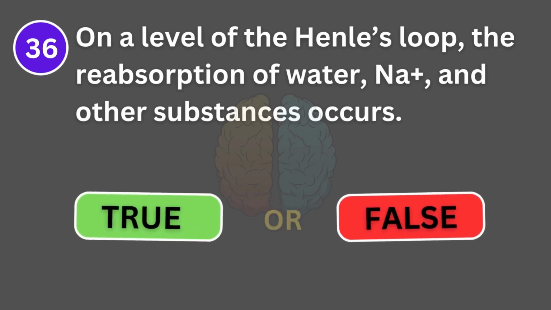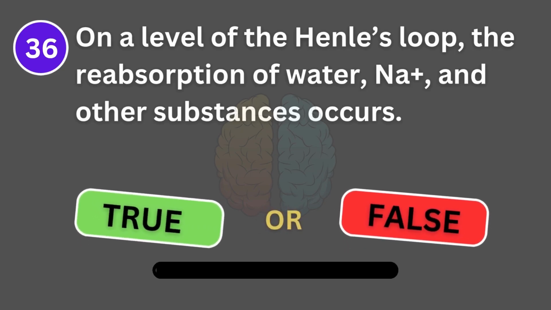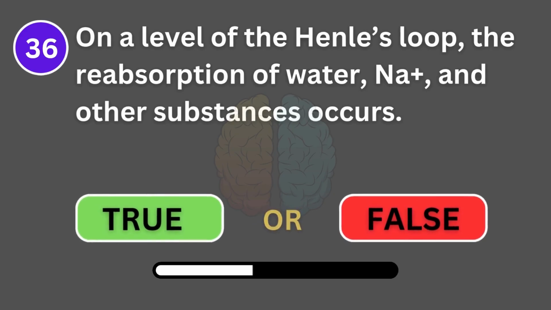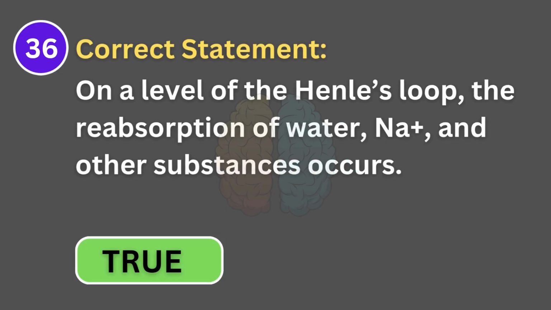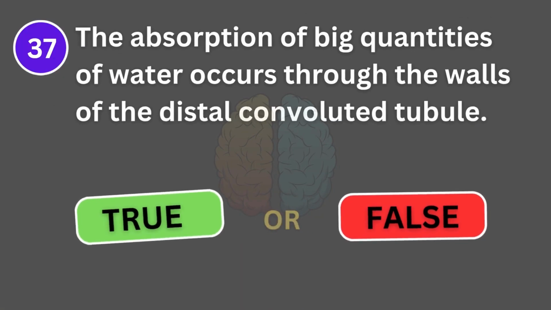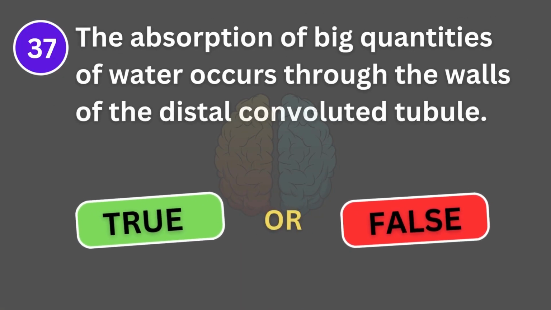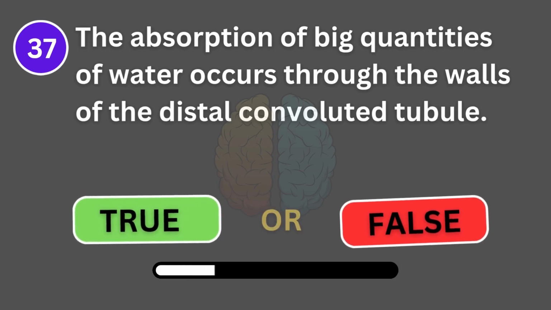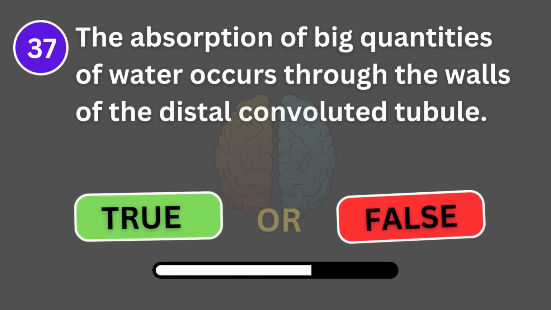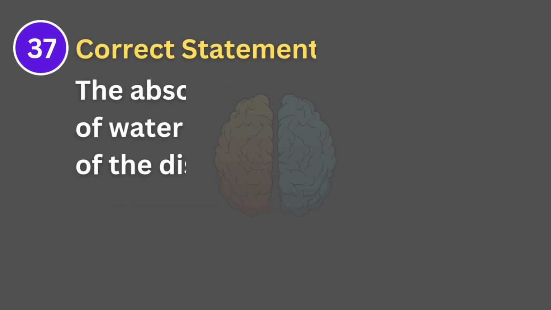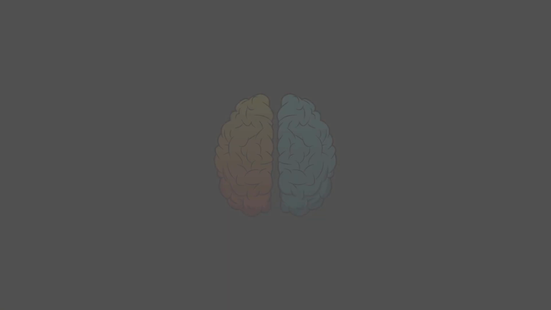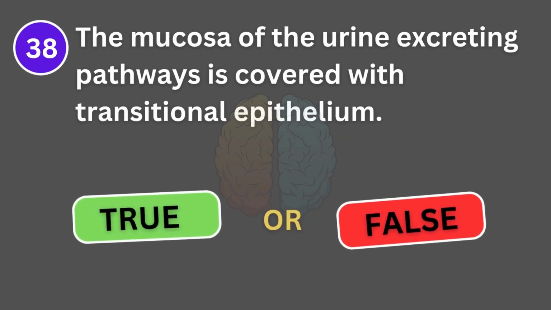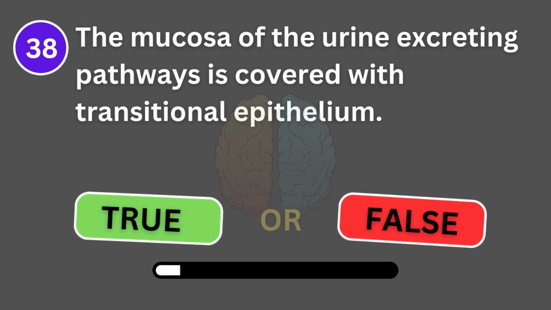On a level of the Henle's loop, the reabsorption of water, Na+, and other substances occurs. The absorption of big quantities of water occurs through the walls of the distal convoluted tubule. The mucosa of the urine excreting pathways is covered with transitional epithelium.